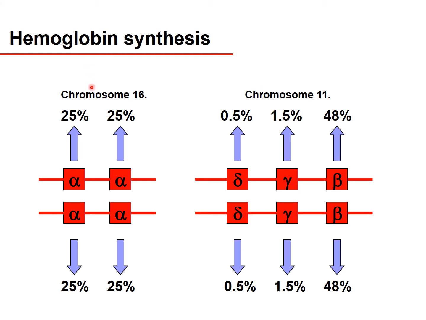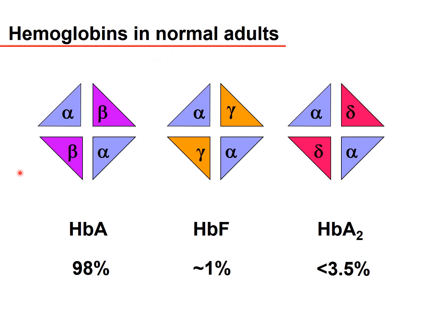Now, these globins, alpha, beta, gamma, and delta, are located on 2 different chromosomes. Alpha is located on chromosome 16, while the others, delta, gamma, and beta, are located on chromosome 11. Normally, the major part of the hemoglobin is hemoglobin A, composed of 2 alpha and 2 beta chains. But in a very low amount we can have the fetal type of hemoglobin, alpha and gamma, and the A2 type, with delta and alpha.